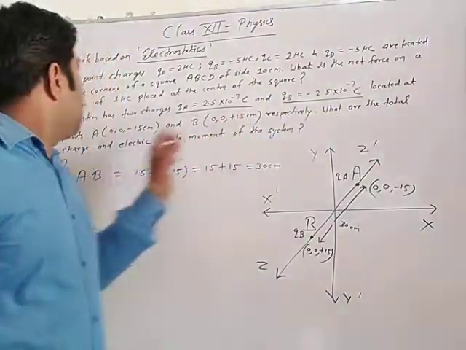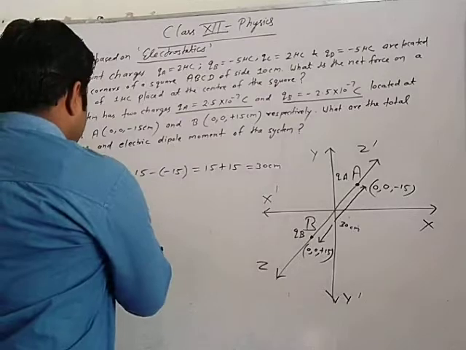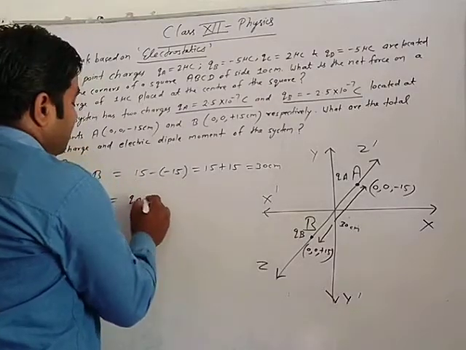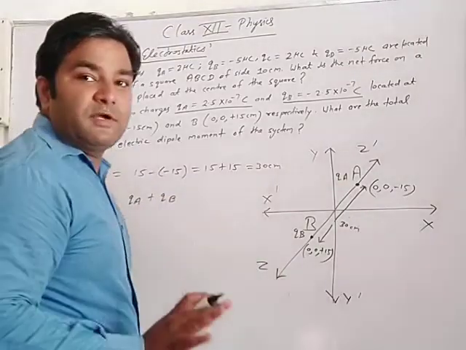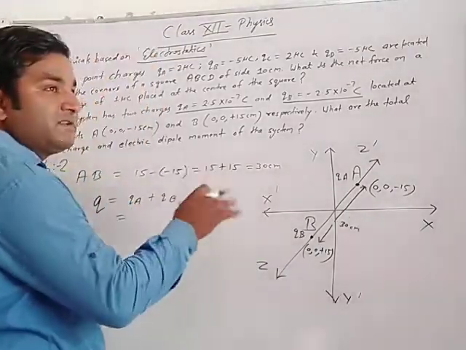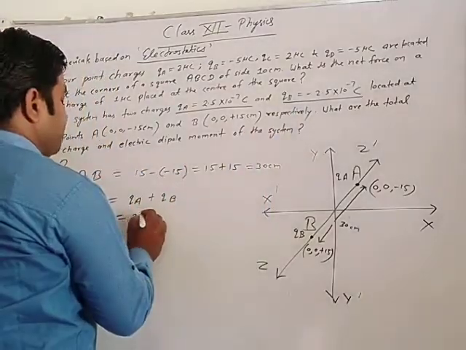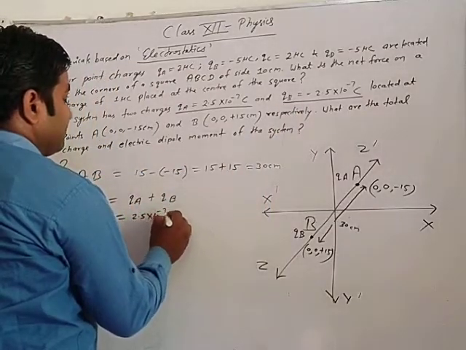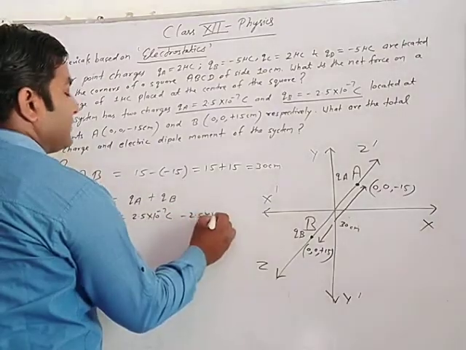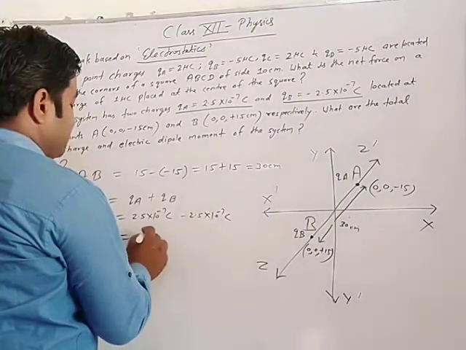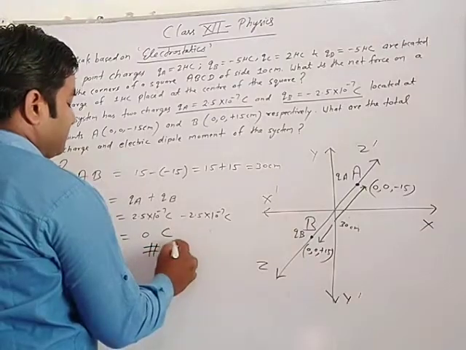In this case, we have to calculate, first, the total charge and the electric dipole moment. Total charge Q is equal to QA plus QB. In case of a dipole, the total charge value is always 0, because the same amount of positive and negative charge is given here. So 2.5 into 10 power minus 7 coulomb and minus 2.5 into 10 power minus 7 coulomb gives 0 coulomb. This is the first answer.